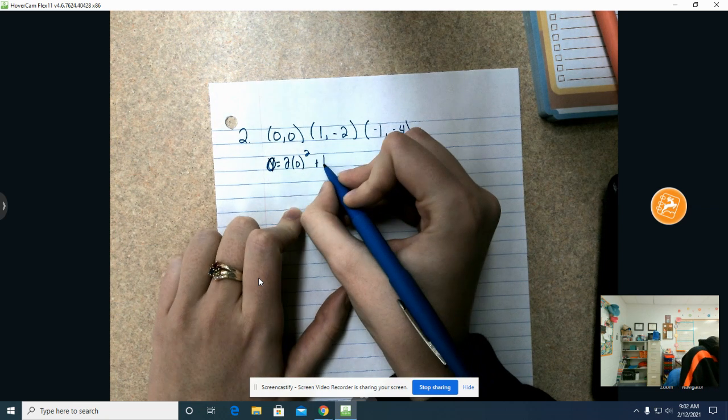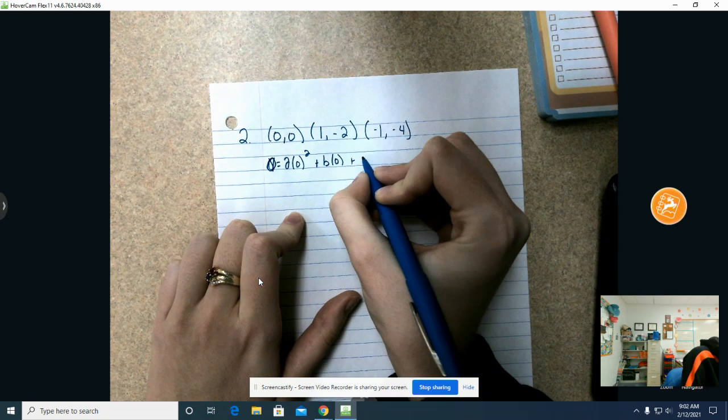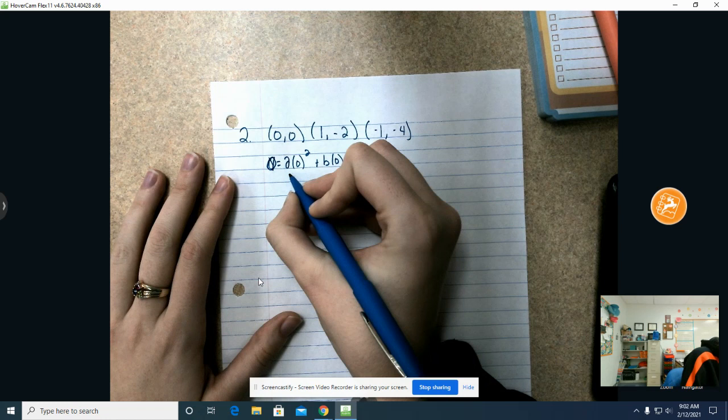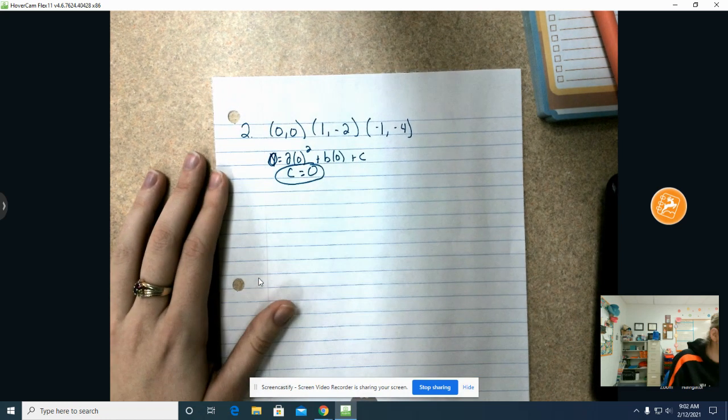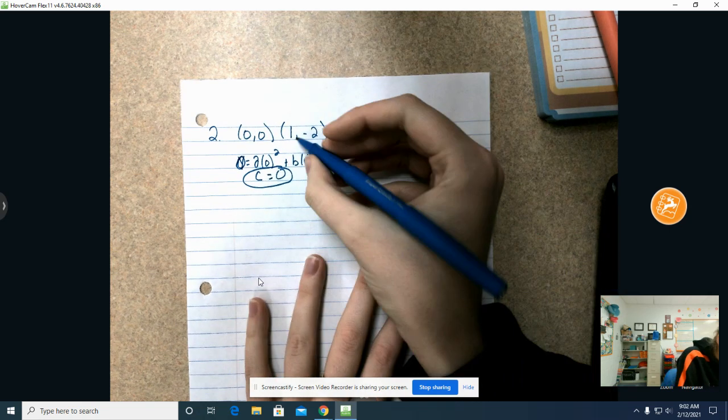So we're going to have 0 equals a times 0 squared plus b times 0 plus c. All that's going to cancel out, and we're going to be left with c equals 0. So that one was easy enough. Move on to our next one.